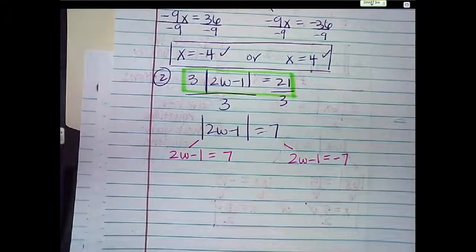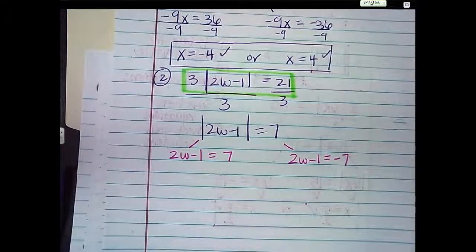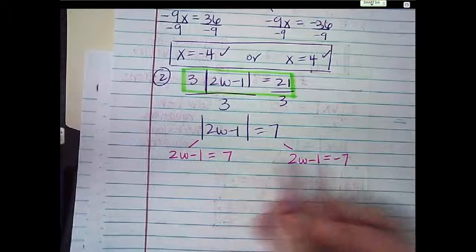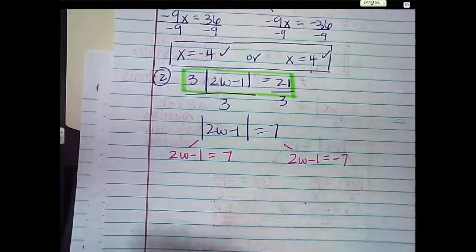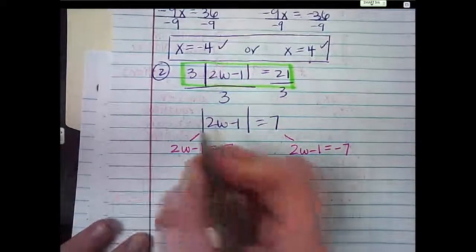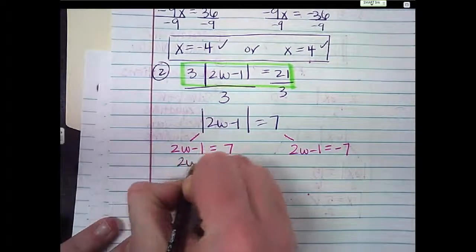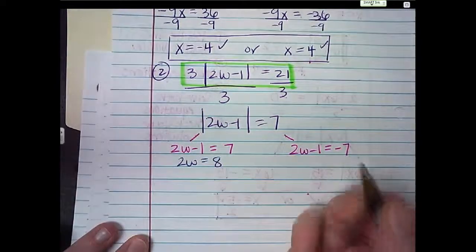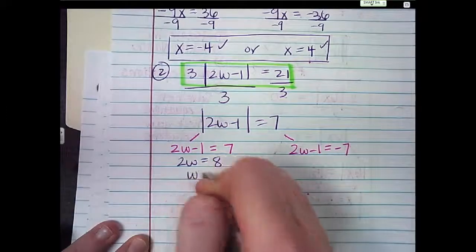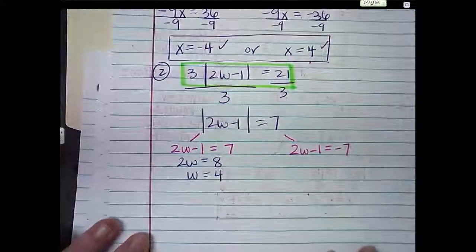And now you can solve. So now solve for the w. So once everything inside the bars is by itself, then you split it up. Don't try to solve for anything until you have split it up, because else it messes up your second answer. Your first answer could be right, but your second one won't. So I'm going to add 1, which is 8, divide by 2, which is 4.